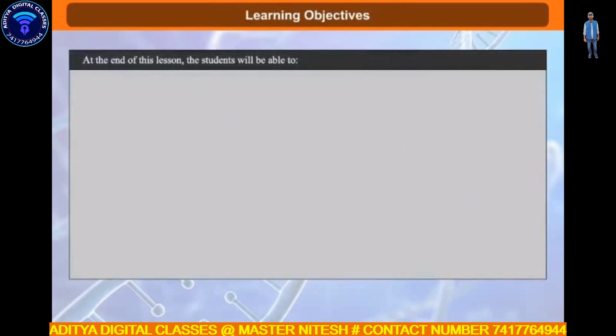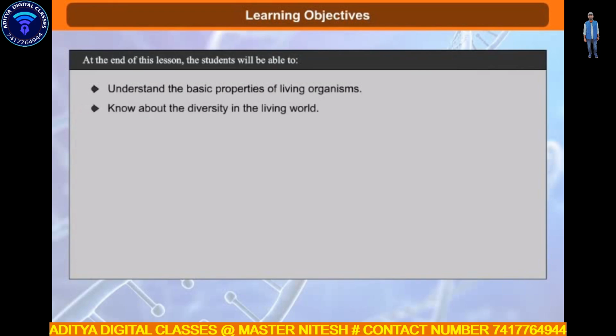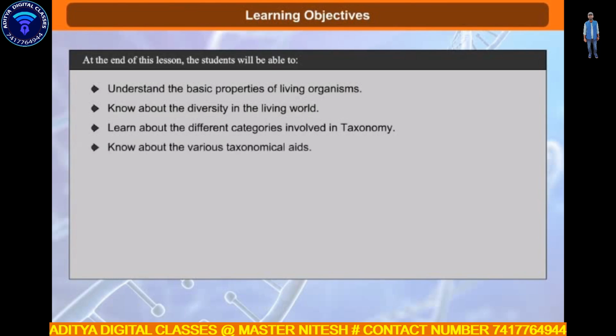At the end of the lesson, the student will be able to understand the basic properties of living organisms, know about the diversity in the living world, learn about the different categories involved in taxonomy, and know about the various taxonomical aids.